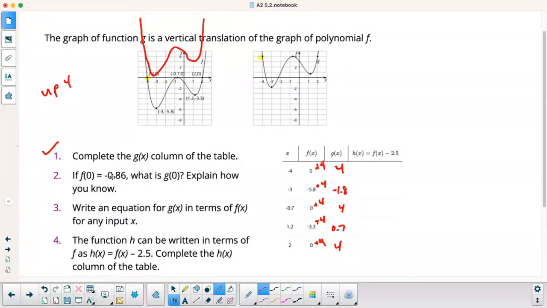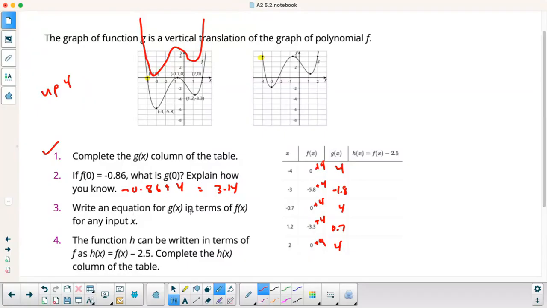Well, you'd add 4 to it, because this is the y. X is 0. This is your y coordinates. We'd add 4 to that. So it'd be negative 0.86 plus 4. So I would get, what is that, 3.14, because you're adding 4 to the y coordinate.